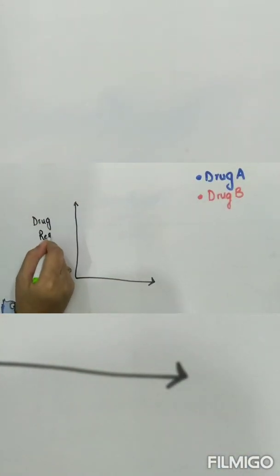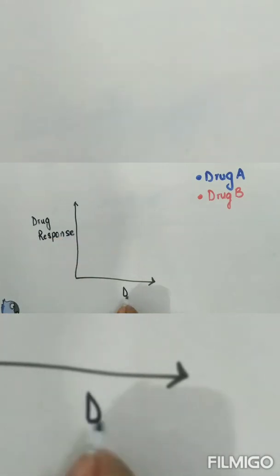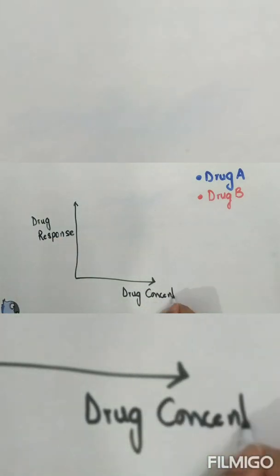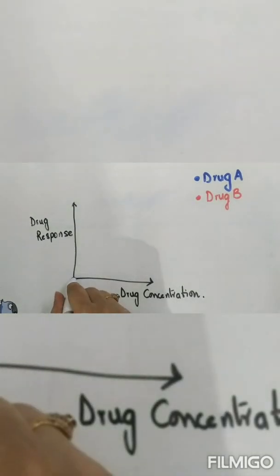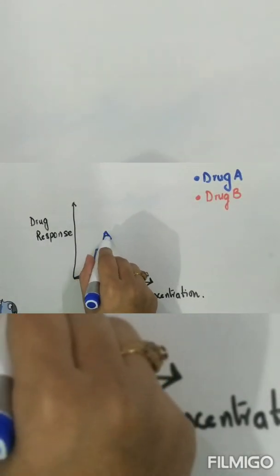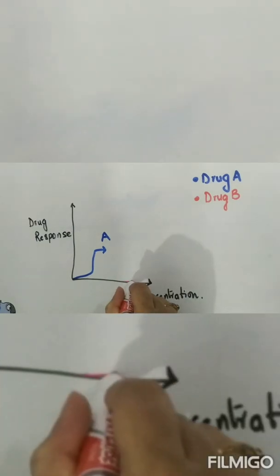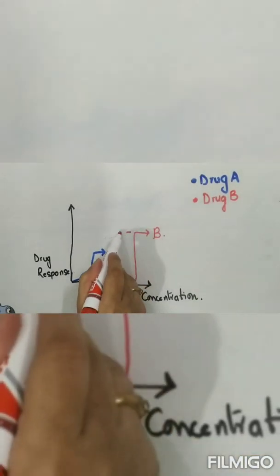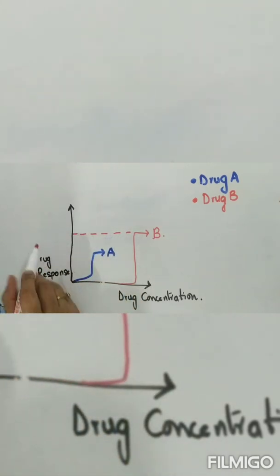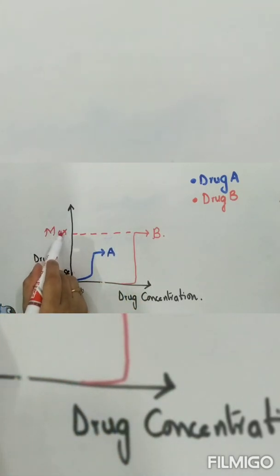There is a drug called drug A and drug B over here, which I'm going to show with blue and red markers respectively, and I'm going to plot a graph between drug response and drug concentration. Drug response of A is shown over here via the blue marker, as you can see, while B is showing more of its effect as compared to drug A. Now this is actually called efficacy.